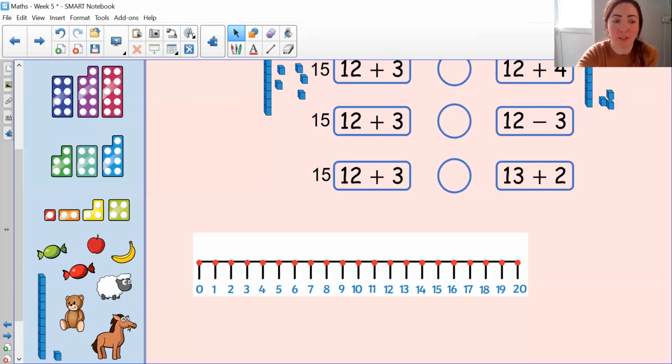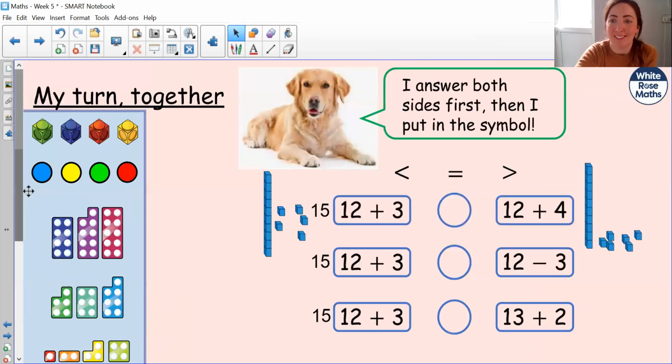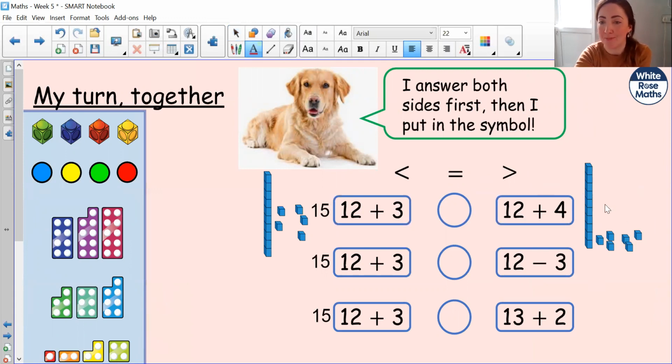1, 2, 3, 4. Okay. So what is 12 add 4? That's right, 10, 11, 12, 13, 14, 15, 16. So 12 add 4 equals 16.